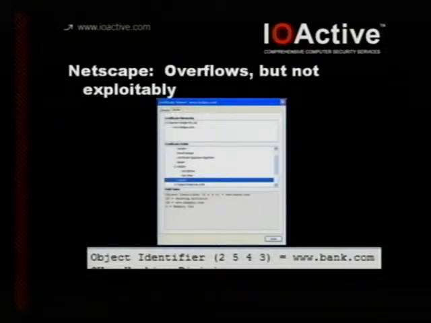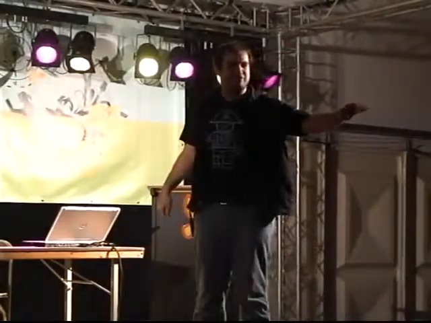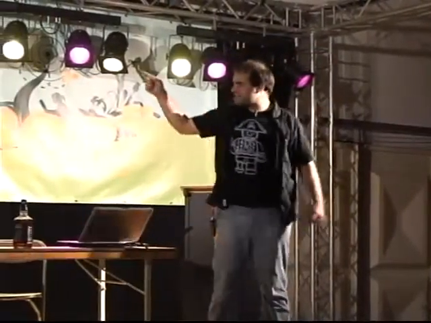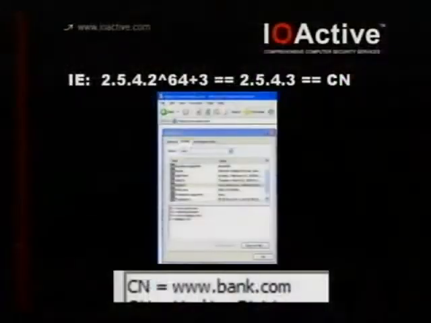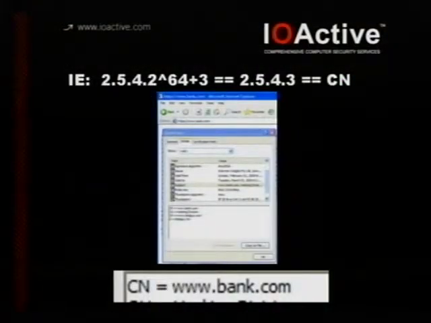Firefox is kind of tricked. It sees it as 2543, but its OID resolver sees something wrong with it: this is not the byte sequence that I was looking for. It has it as 2543 but does not see it as CN. Internet Explorer sees it as a CN. Awesome.